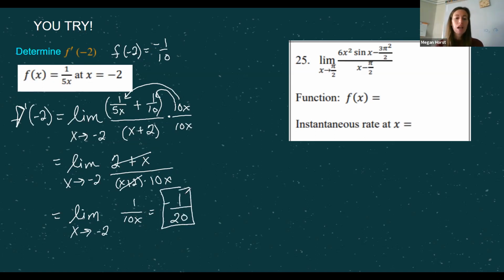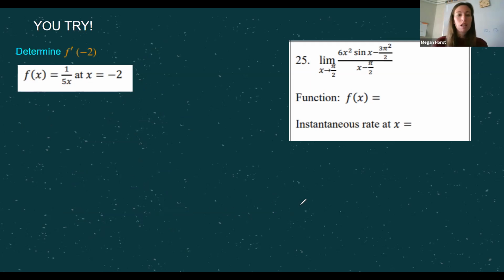So this would be the slope of the tangent line when x equals -2 for this function. This would be my instantaneous rate of change at x equals -2, and this is the derivative of f of x evaluated at x equals -2. If I were to write the equation of the tangent line, I would say y, my output, plus 1/10 equals -1/20 times x plus 2, since my input was -2. That would be the equation of the tangent line at that point.